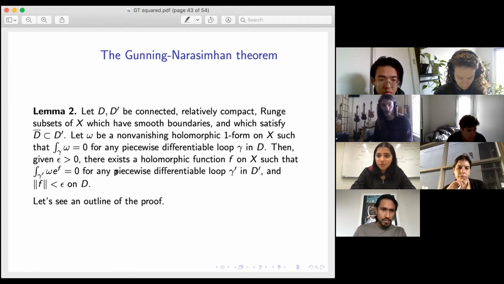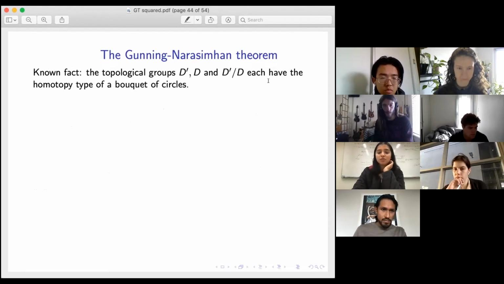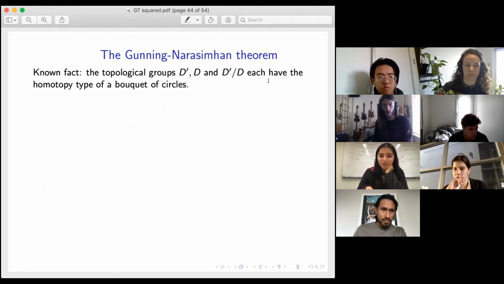So I'm just going to go through an outline of the proof. It is a known fact that all of these topological groups have the homotopy type of a bouquet of circles.